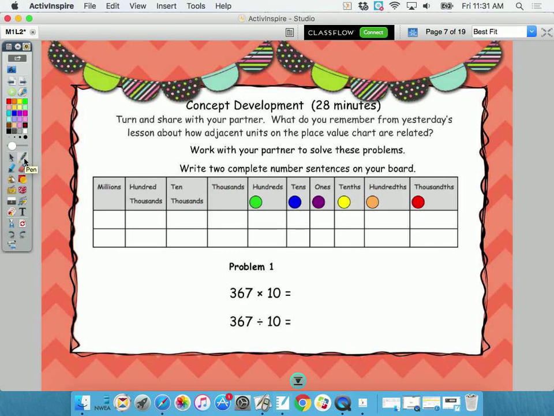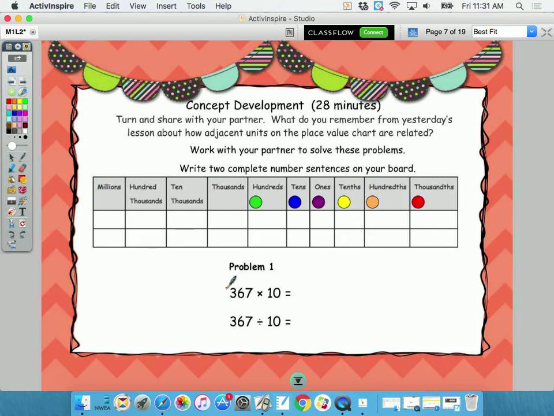Remind me of the trick we talked about yesterday when we're doing a whole number times a multiple of 10? You add a 0 to the end. Now, does this work if you've got a decimal? No. Then you have to place it on the place value chart, okay?